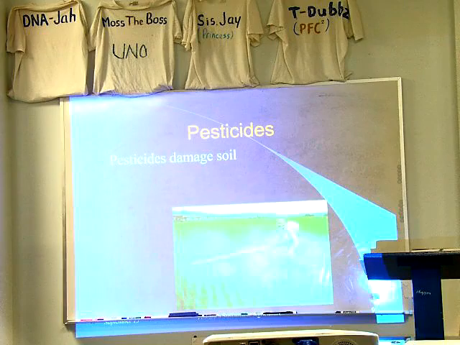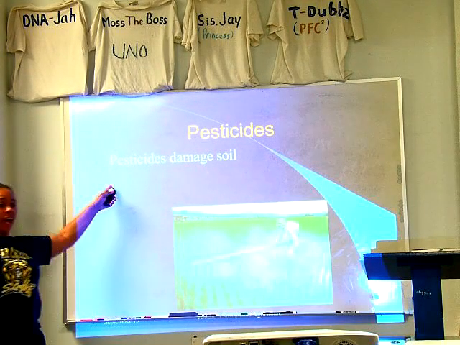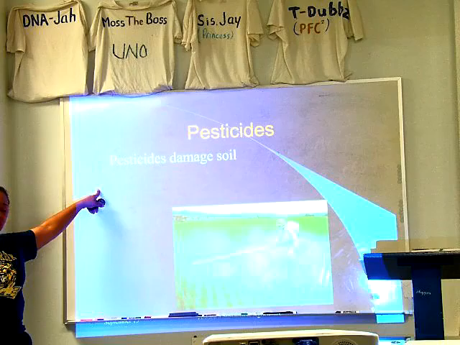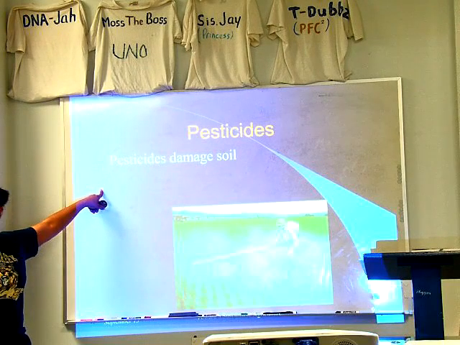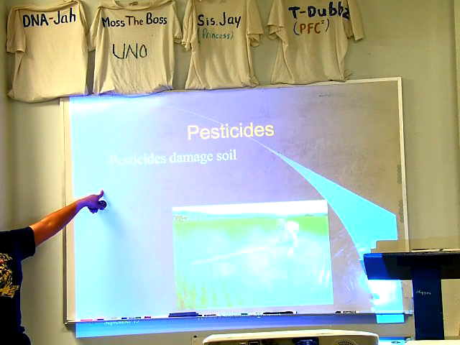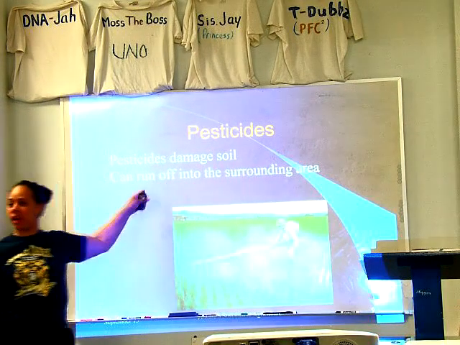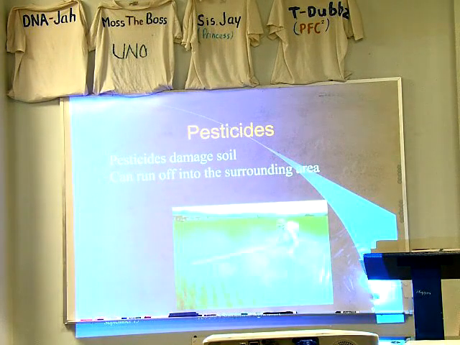Shania was asking a question. She was thinking about it. Her wheels were turning. She said, don't pesticides also... I was about to say, the soil. And it runs off in surrounding areas. What are those surrounding areas that you think it can run off into? Bodies of water. I would add that. Can run off in surrounding areas. Example, bodies of water. Other land.